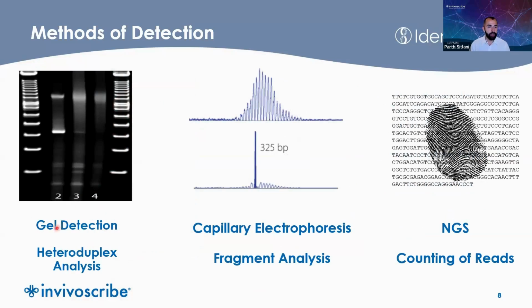Here on the left, we have gel detection, where you can see generally a polyacrylamide, sometimes an agarose gel, being used to show the difference between a positive, a negative, and somewhere in between, where that interpretation is a very visual process: taking a look at a picture of a gel and calling a result to confirm the presence of a malignancy. And this is done using heteroduplex analysis.